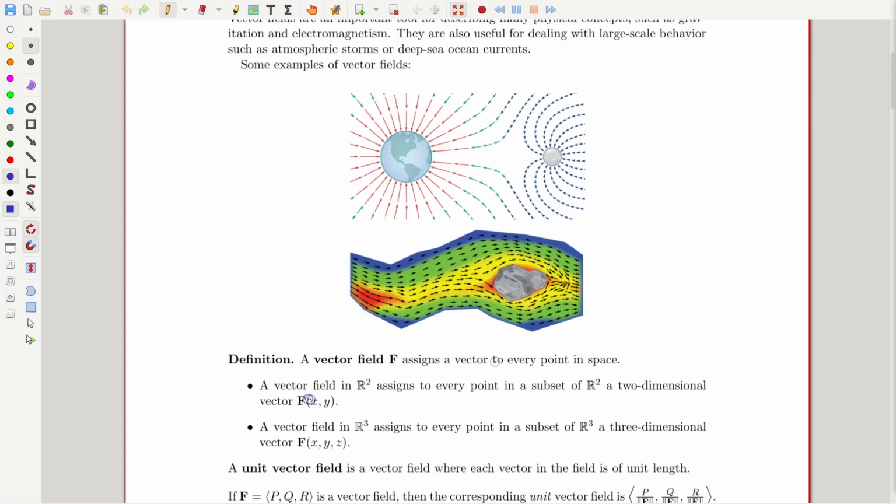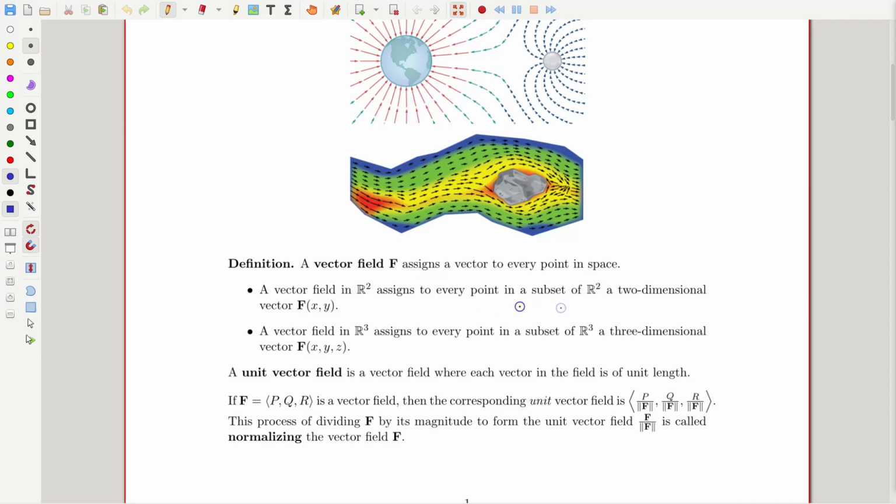So in R2, two-dimensional space, you insert a point x comma y into the vector field f, and it will return back to you a two-dimensional vector. And for a vector field in R3, you plug in a point x comma y comma z into the vector field, and it'll give you back a three-dimensional vector.